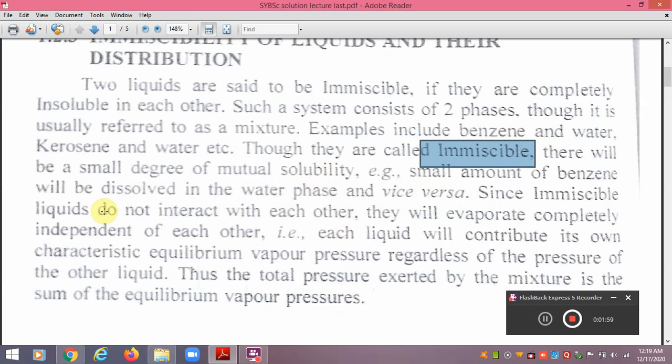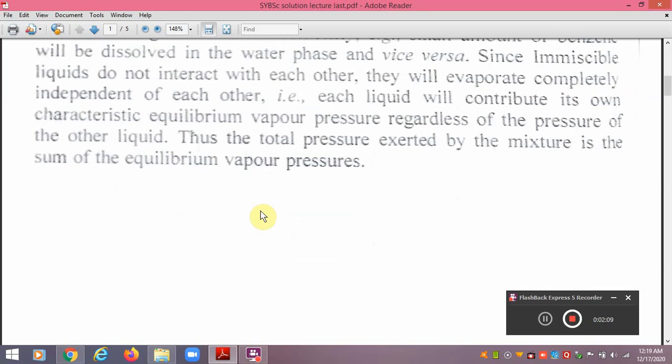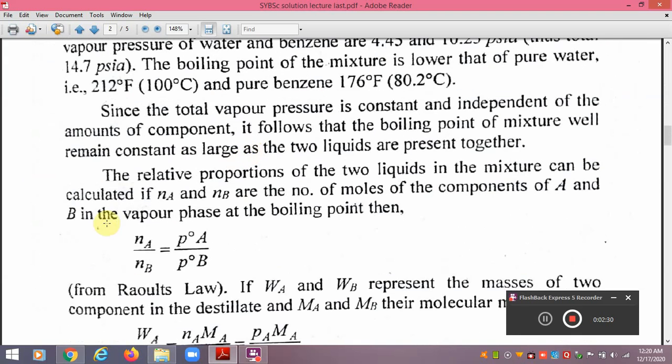Here, since the immiscible liquids do not interact with each other, they will evaporate completely independently of each other, and each liquid will contribute its own characteristic equilibrium vapor pressure, independent of the pressure of the other liquid. Hence the total pressure exerted by the mixture is the sum of the equilibrium vapor pressures, that is, the total pressure will be the sum of the pressures of both components A and B. The relative proportions of the two liquids in the mixture can be calculated with the help of this equation.